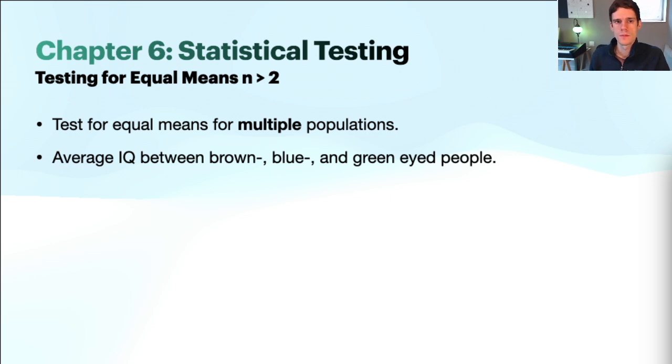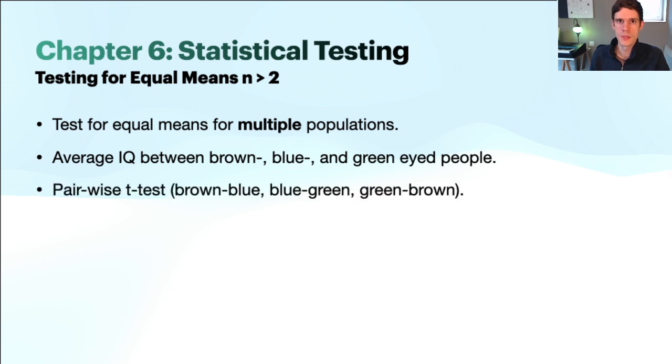Now, you could be clever and perform the corresponding t-test for equal means pairwise, meaning between each pair of 2 datasets. For instance, between brown and blue, blue and green, and then green and brown. Now, that would indeed give you a conclusive answer. But if the number of sample datasets increases, the number of tests that you will need to perform also quickly increases. Instead, the better option to compare means between multiple samples is the ANOVA test, which stands for the analysis of variance.